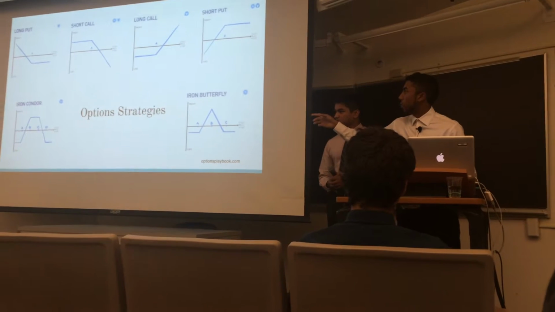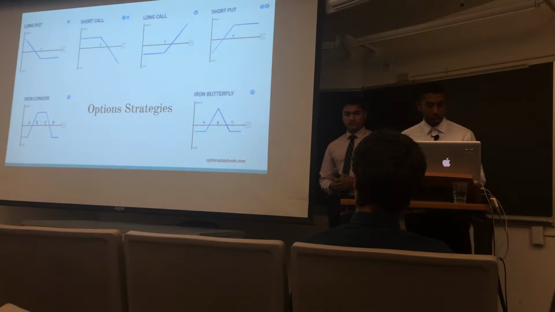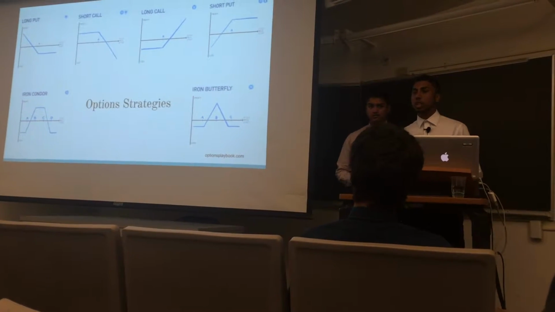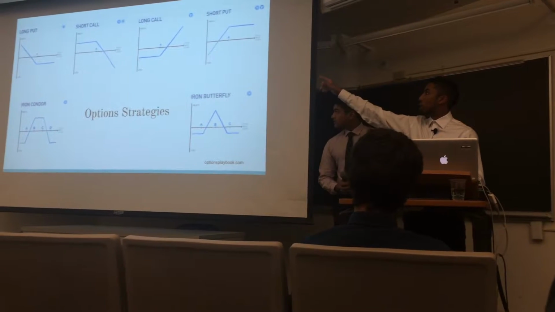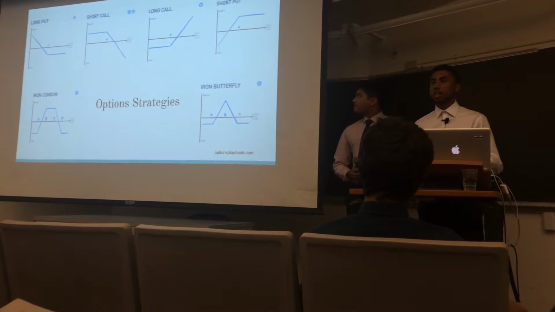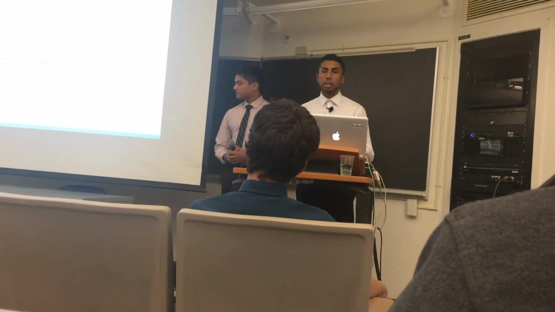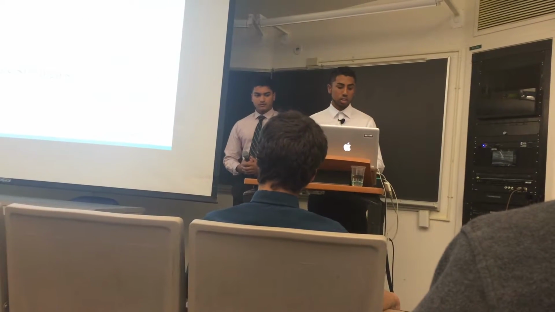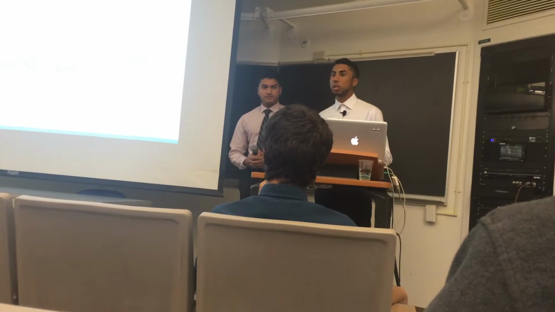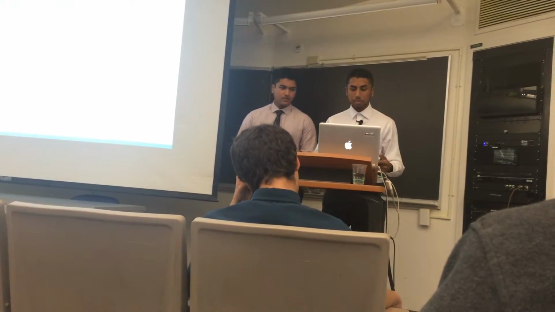The ones on the bottom are the iron condor and the iron butterfly. These are combinations of the four basic strategies on the top, combinations of selling and buying puts and calls. When you combine these in different ways, you can maximize your profits under certain market conditions. So these are some of the different strategies we'll be exploring in later slides.